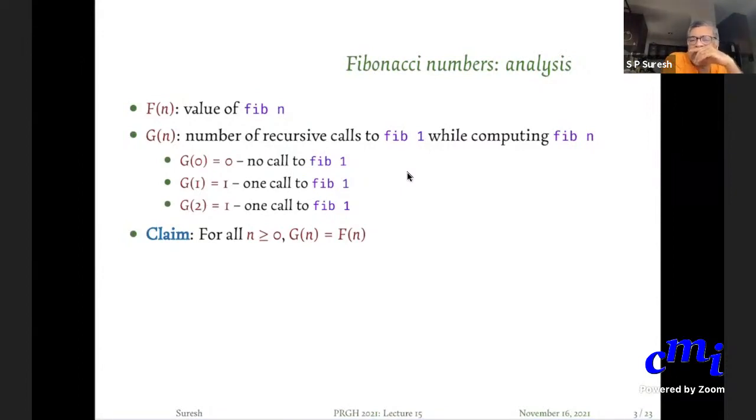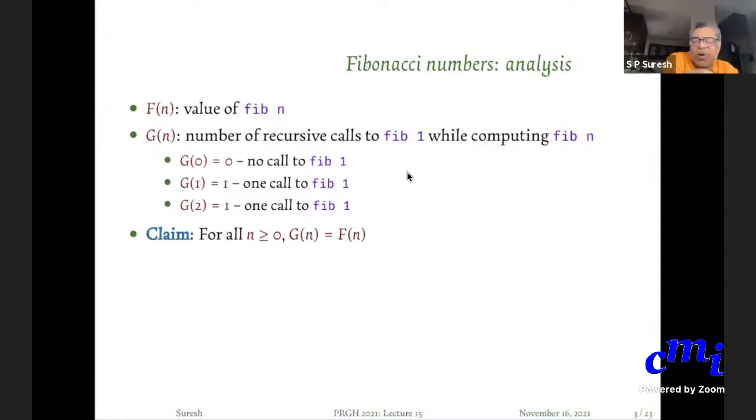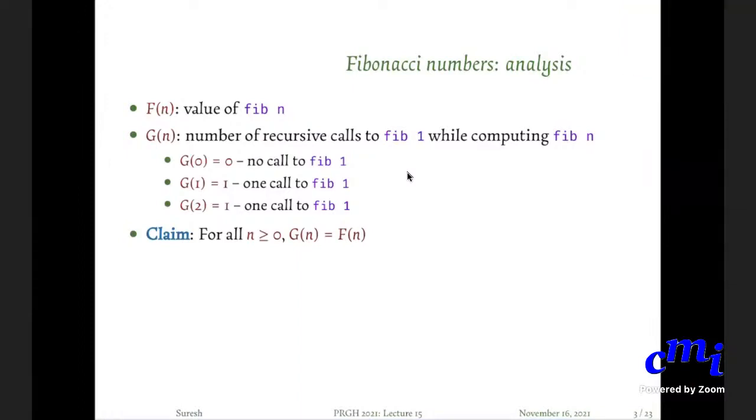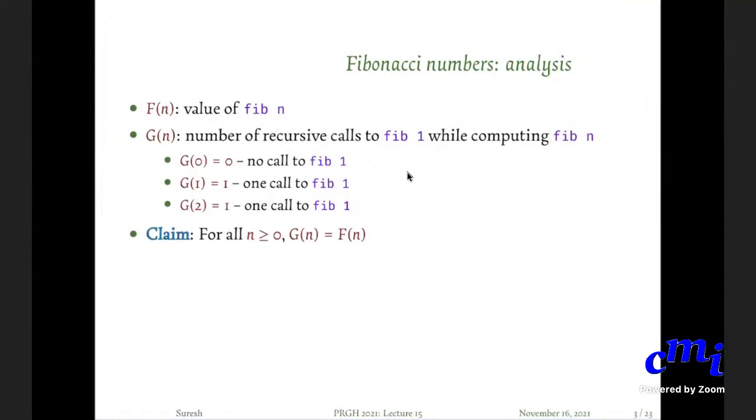What is the definition of fib n? Fib n minus 1 plus fib n minus 2. So what can you say about the number of calls to fib 1 from fib n? Number of calls to fib 1 in fib n minus 1 plus number of calls to fib 1 in fib n minus 2. Okay, but those are g n minus 1 and g n minus 2.